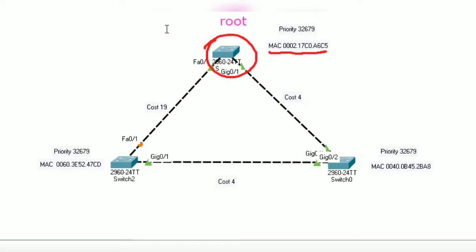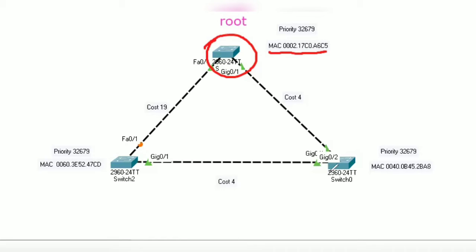Okay, so he's the root bridge. Now each non-root bridge has to select the root port. The root port is nothing but the shortest path to reach the root bridge. So each non-root bridge, switch 2 and switch 3, sorry, switch 0, have to select the root port.